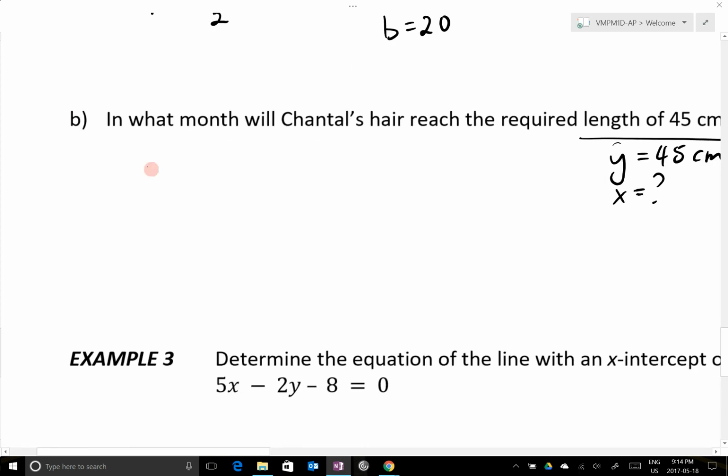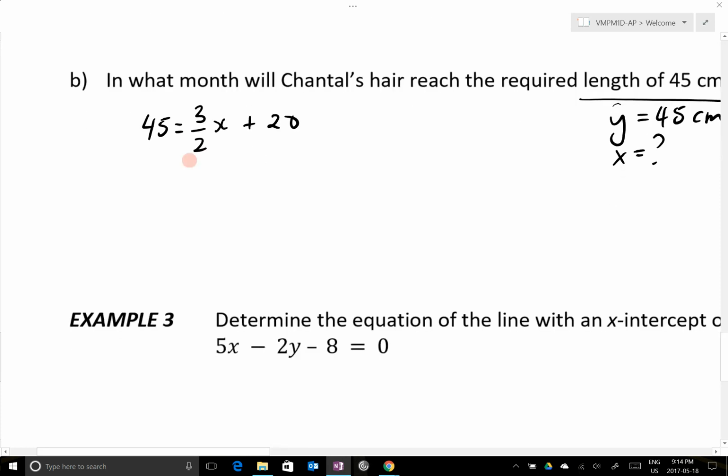Okay, so 45 is equal to 3 over 2 x plus 20. So what I'm doing here is I'm replacing the y with 45. Now I have to solve for x. And this is from the equation that I just found in part A. So let's solve for x. Let's subtract 20 from both sides. So over here I have 25 equals 3 over 2x.